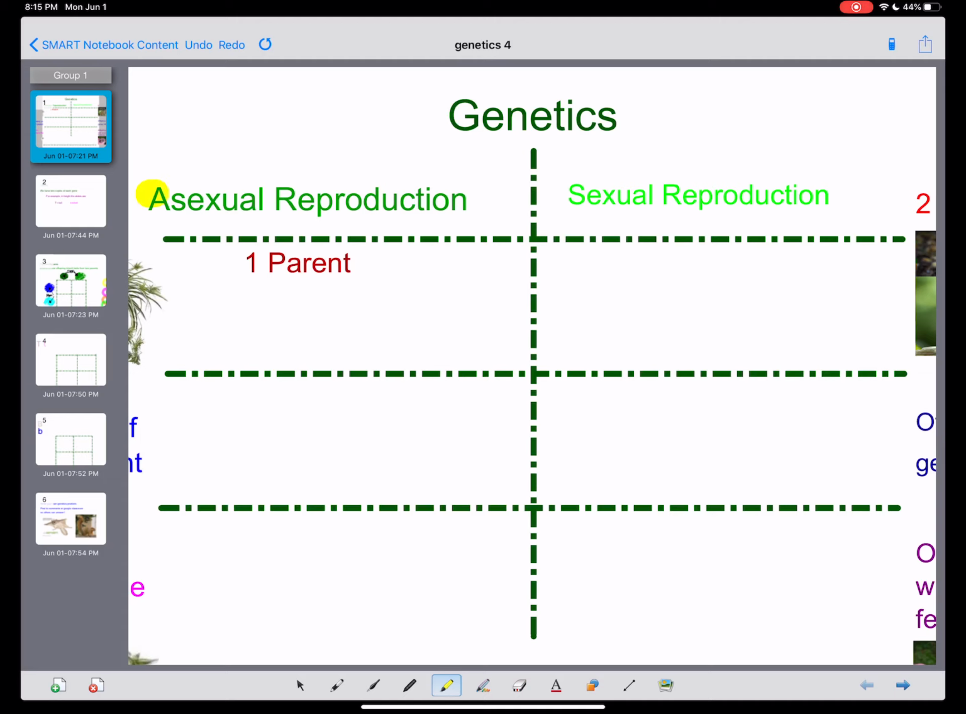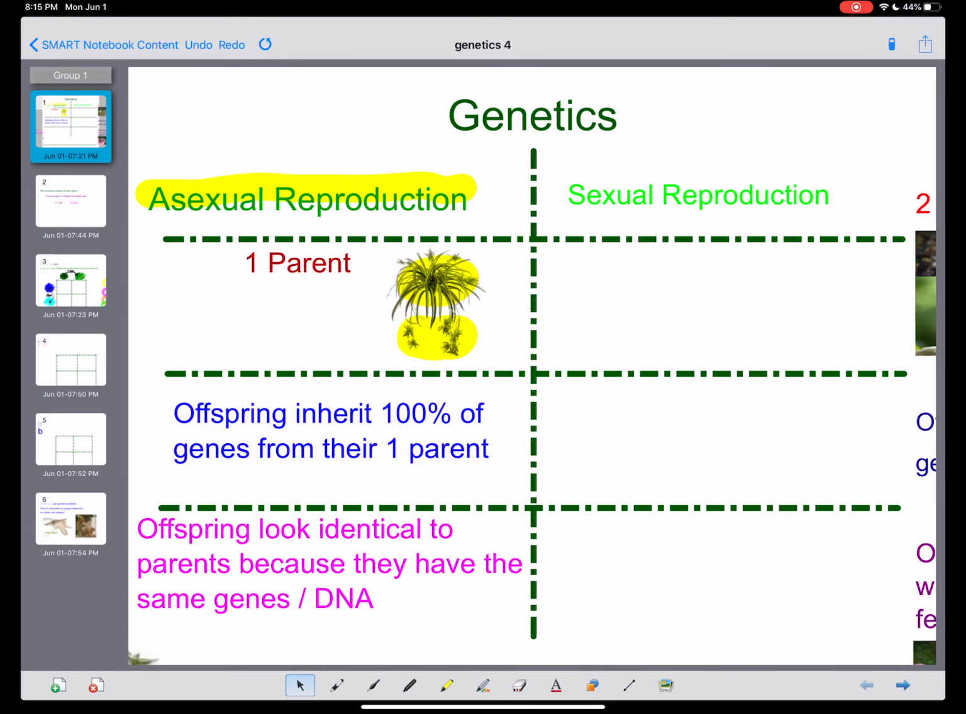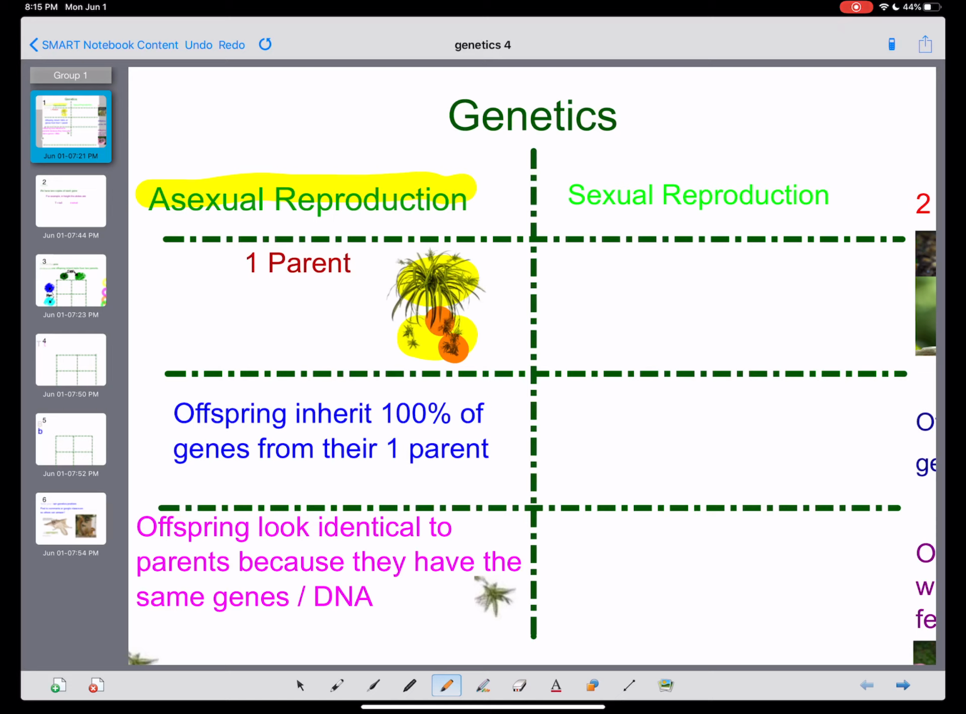So we've learned that in asexual reproduction, there's one parent, such as a single spider plant. Any of the offspring that we see here are getting all of their genes or all of their DNA from their one parent. And the offspring look the same as the parent because they have the same genes or DNA. So if we take a closer look at all of these little baby spider plants here, they are all going to look identical or exactly the same and have the same DNA.